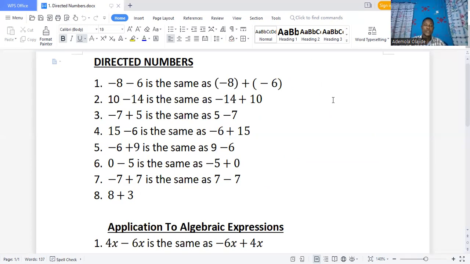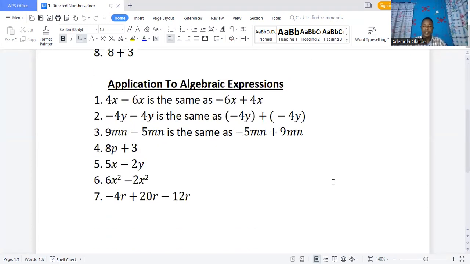We move on to the algebraic part of this directed number. So how do we apply this to algebra? For example, if you have 4x minus 6x, it's the same thing as first calling the one you owe, which is -6x, plus 4x. So if I owe 6x and I have 4x, the one I have cannot pay the one I owe. I will still have a balance of 2x to pay as debt. So we call it -2x.